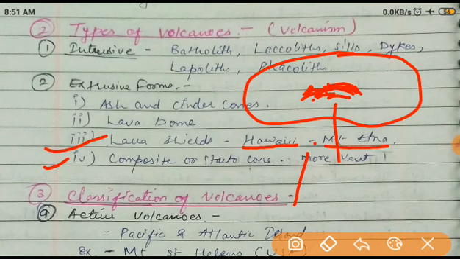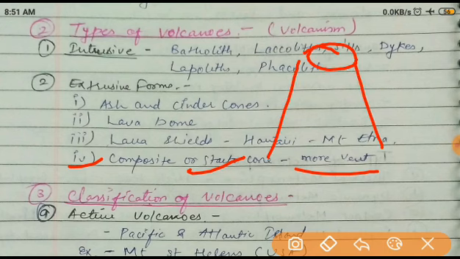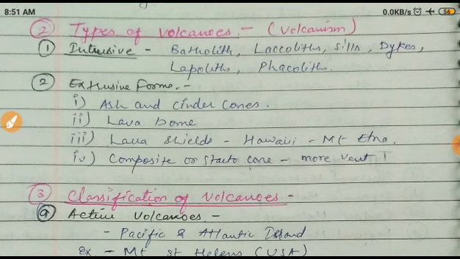The last one is the composite or strato cone. It is a multi-vent. Multi-vent I already explained: a volcano with only one mouth opening, but if there are so many mouth openings, so many vents here, this type of structure is called the composite or stratocone or the multi-vent. I hope this is also clear. Very simple thing. But basically remember, this is not the type of volcano. It is a type of volcanism. Okay.